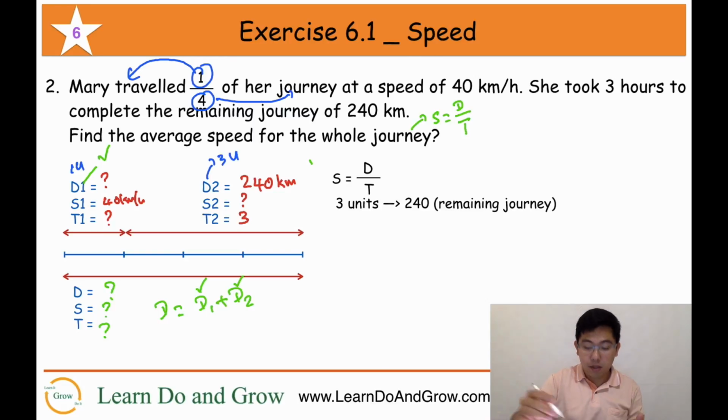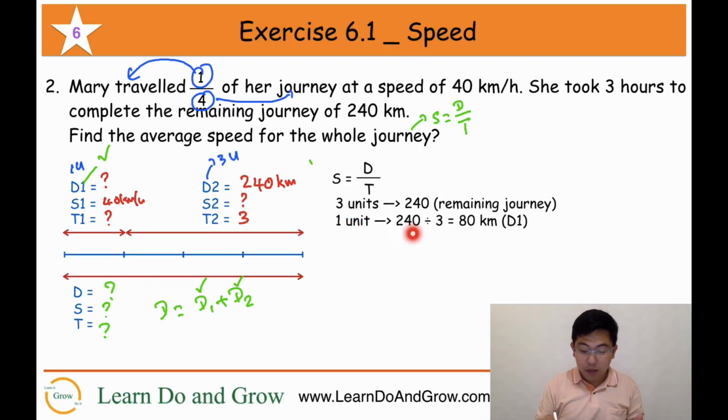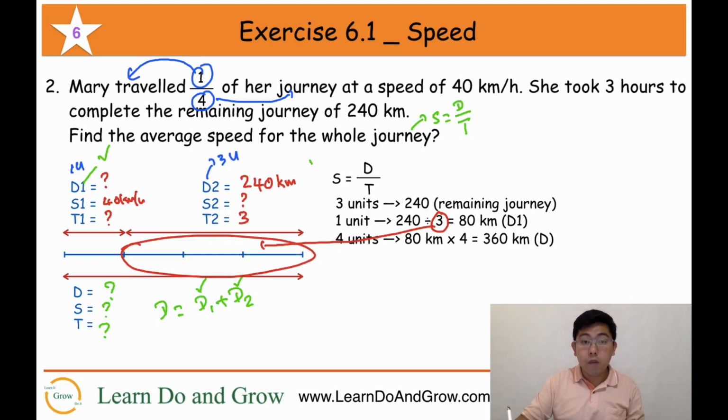Over here is what we need to find. We need to find D, we need to find T, but for now we can't. So we look at over here first. 3 units is 240, which is the remaining journey. So if we can find 1 unit, 240 divided by 3. Where did 3 come from? It's the 3 units. So 4 units should be 80 times 4, which is 360 kilometers.